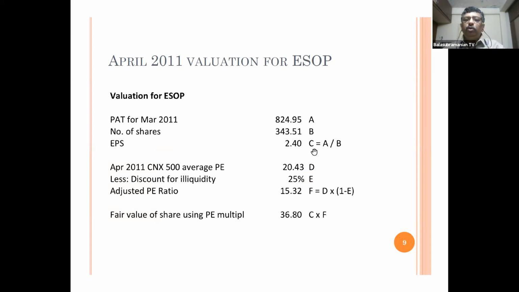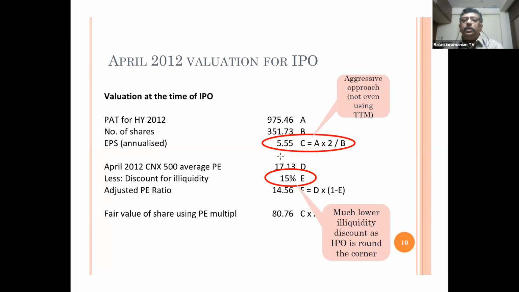So here, you will find that they have used the market PE at that time and have also discounted for illiquidity. And I've just assumed the latest PAT, or the EPS, would have been used for that purpose.